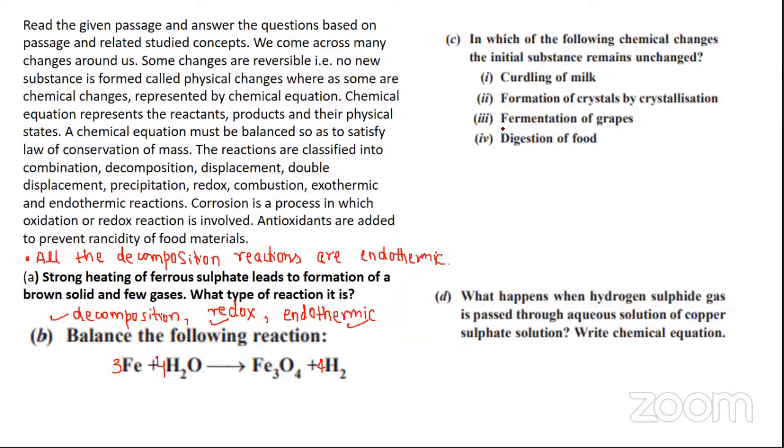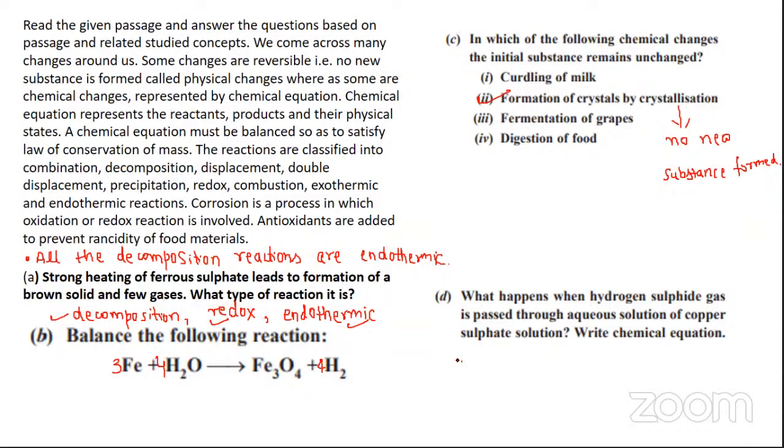Okay. So here there is no new substance formed, and that is why it is a physical process, right? You're just losing the water of crystallization there, correct? Formation of crystal by crystallization. Very good. The next one, what happens when hydrogen sulfide gas is passed through aqueous solution of copper sulfate?